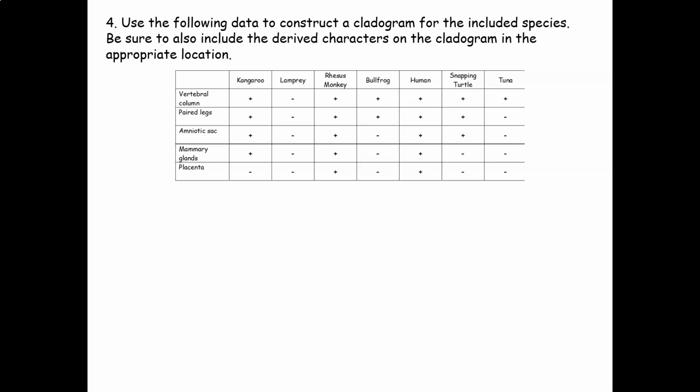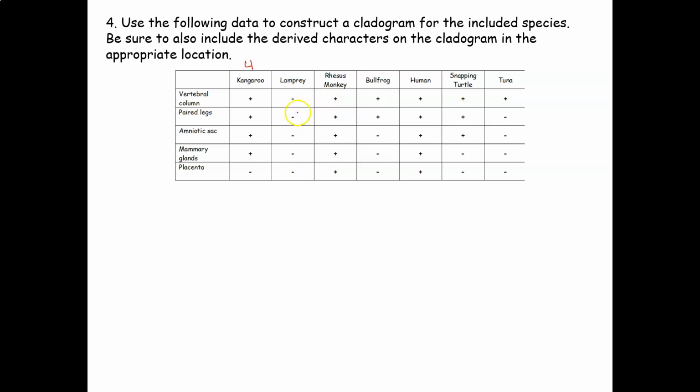So let's take a look at this one then. Similar idea, this one just uses the plus and minuses instead, and sets the table up a little different with the species across the top and the traits going down the columns. So I'm going to also do the same thing I've been doing and just take them species by species. So if I look down my kangaroos, they have the vertebral column, the paired legs, the amniotic sac, and the mammary glands. So they have 4 out of the 5 traits. So I'm going to put a 4 up here.